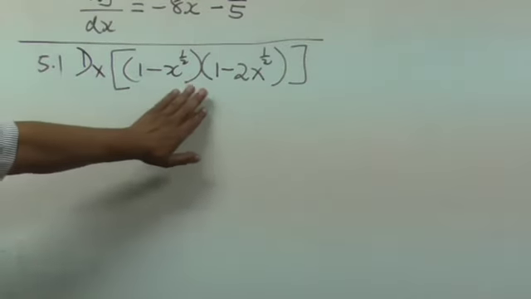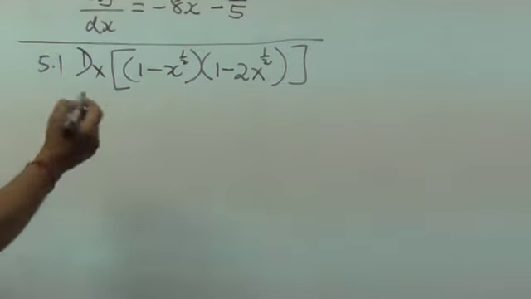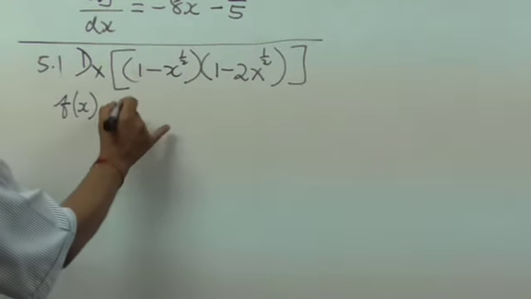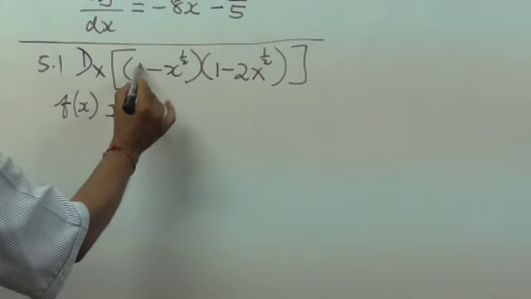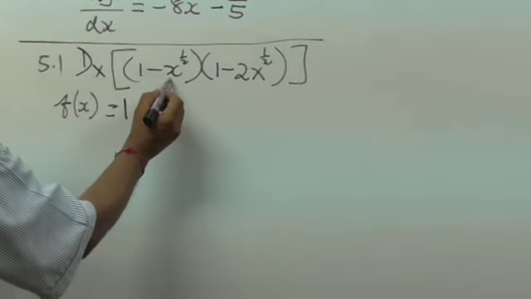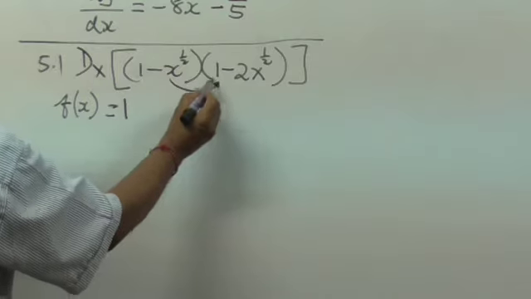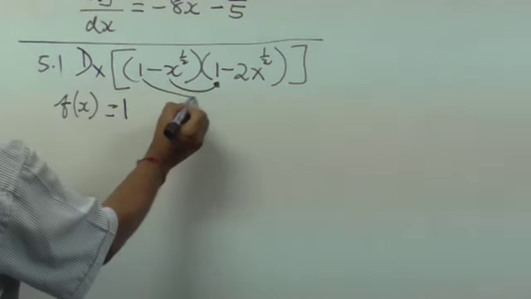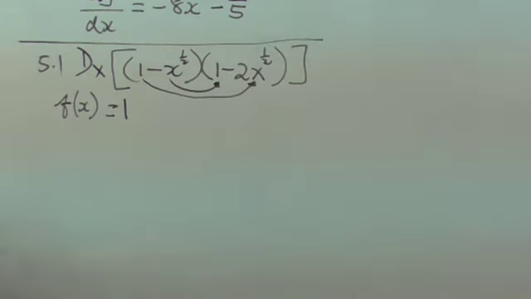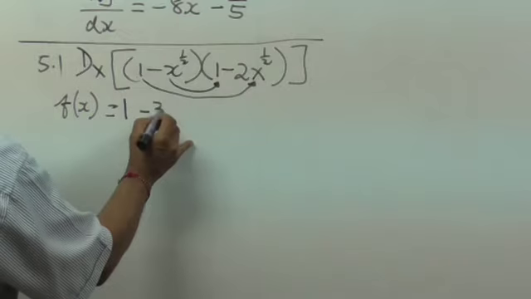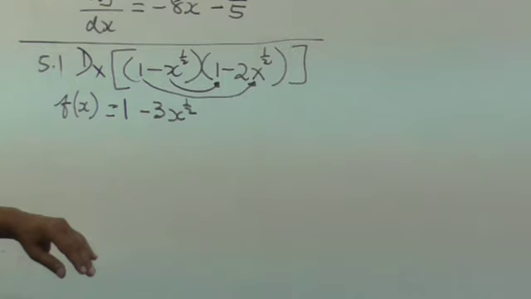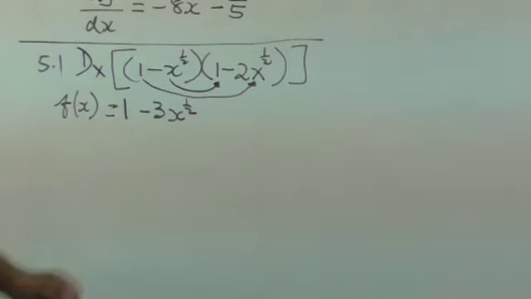So you have to open this bracket out. So if you like, you can just make this question like this. F of x is equal to 1 times 1 will give you 1. You see I'm multiplying, and then that will give you minus 1x to the half, and that will give you minus 2x to the half. So altogether you'll have minus 3x to the half. We're using the simple rule of distributive law or whatever your teacher has taught you.